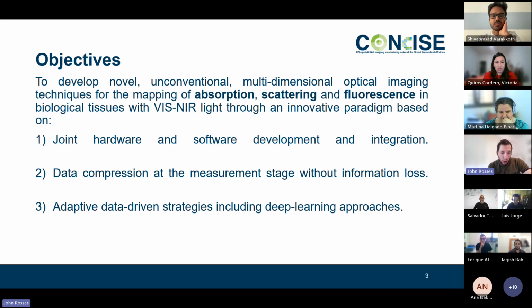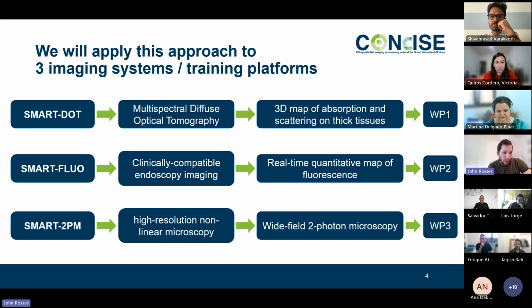content. So to get these objectives, we have 3 different work packages: the Smart Dot, the Smart Fluo, and the Smart 2PM. The first one consists in a multispectral diffuse optical tomography, and the objective consists in obtaining at the end a 3D map of absorption and scattering on thick tissues.